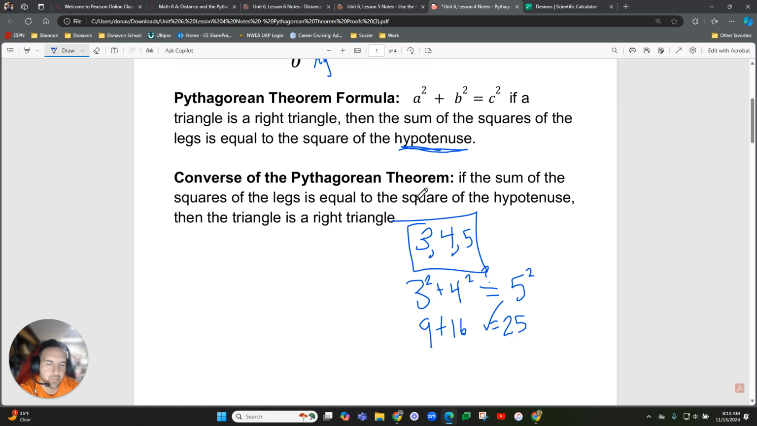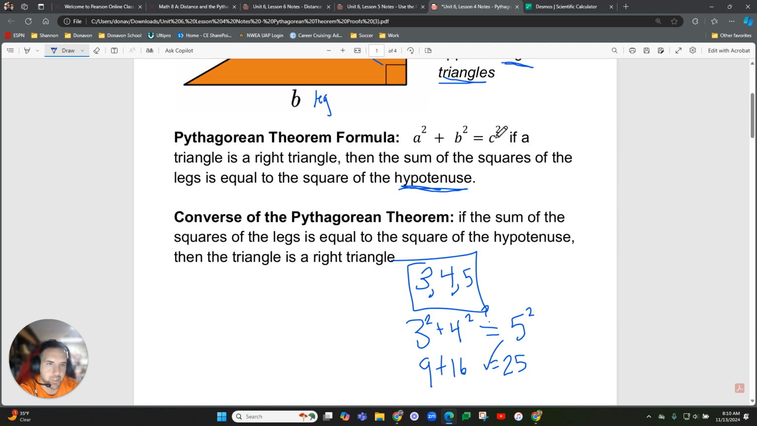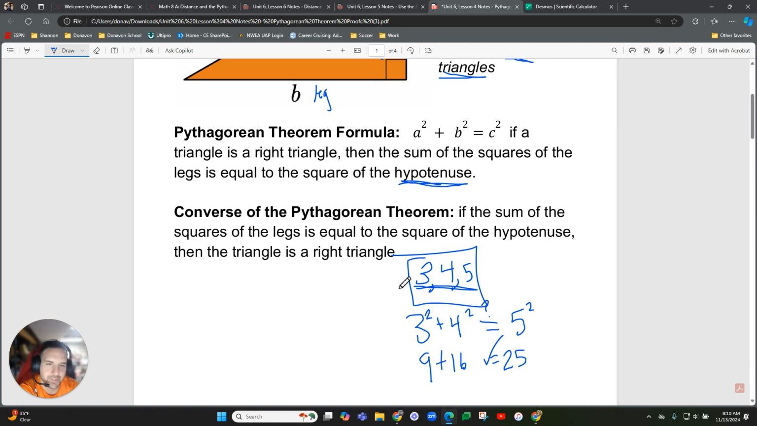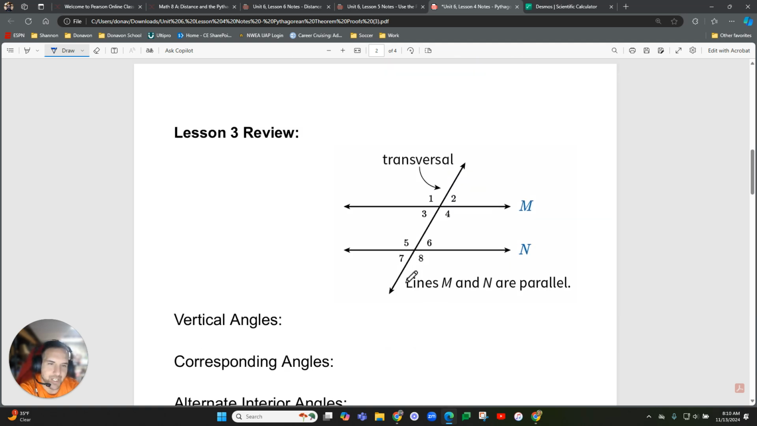So that's what the converse of the Pythagorean theorem says. It says that if you have three sides and they fit this formula, a squared plus b squared equals c squared, then you know that the triangle has to be a right triangle. And by the way, I knew that going into it when I picked 3, 4, 5. I knew that would be a right triangle, so that's why I picked it, in case you're wondering.